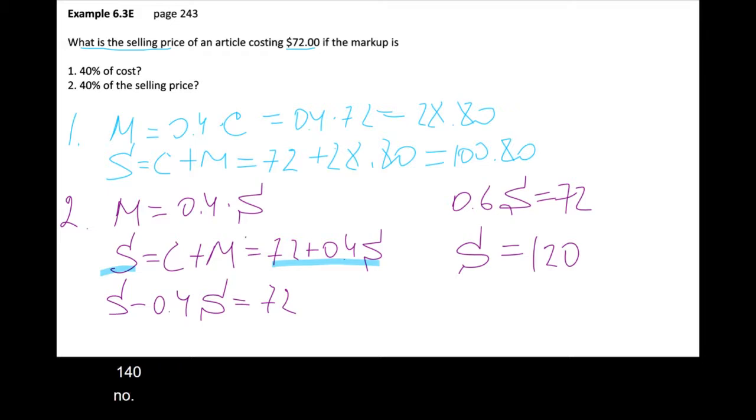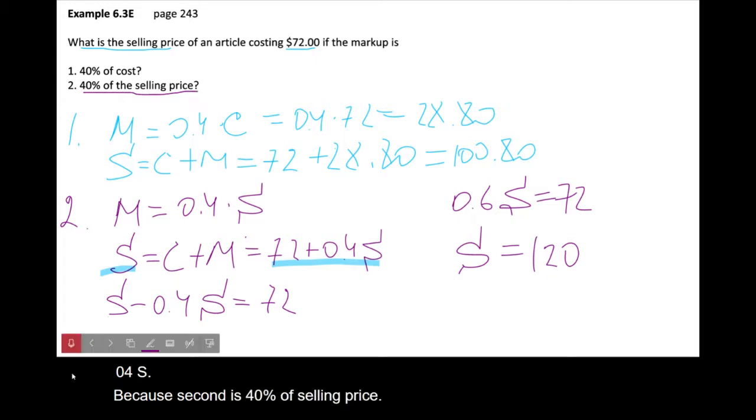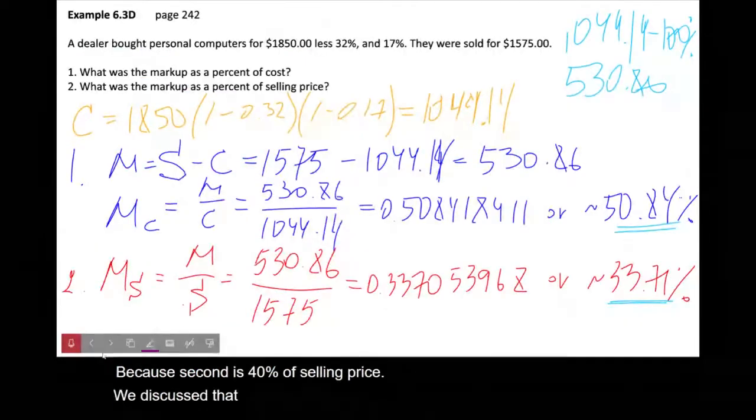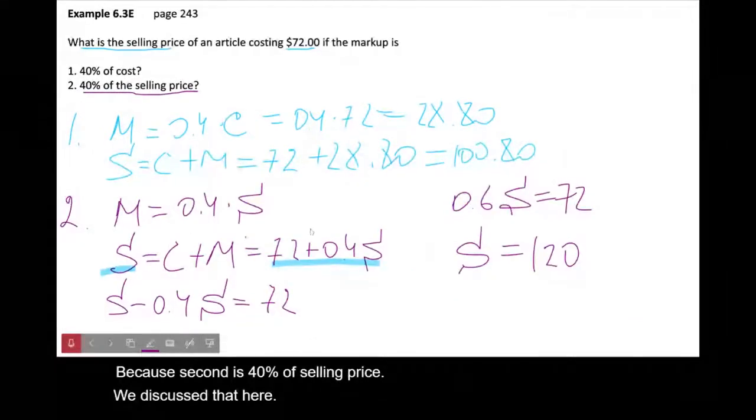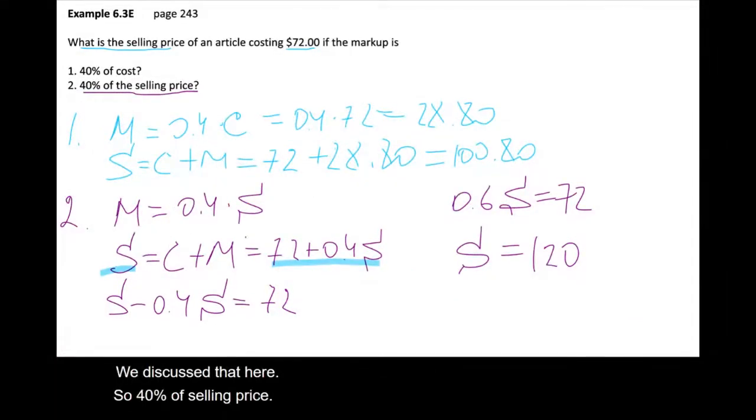Now, questions? What do you mean, 0.4S? Because in the second case, markup is 40% of selling price. We discussed that here. So 40% of selling price. Any other questions?